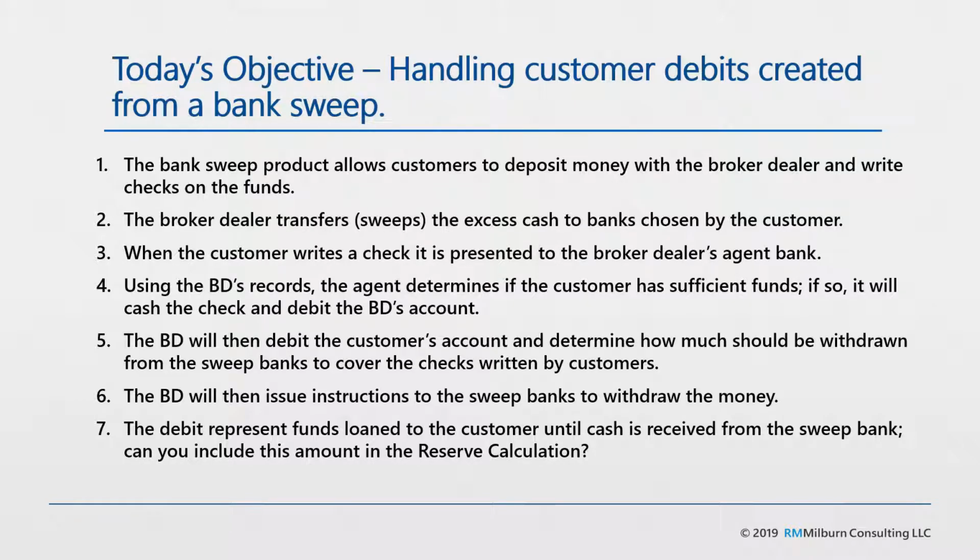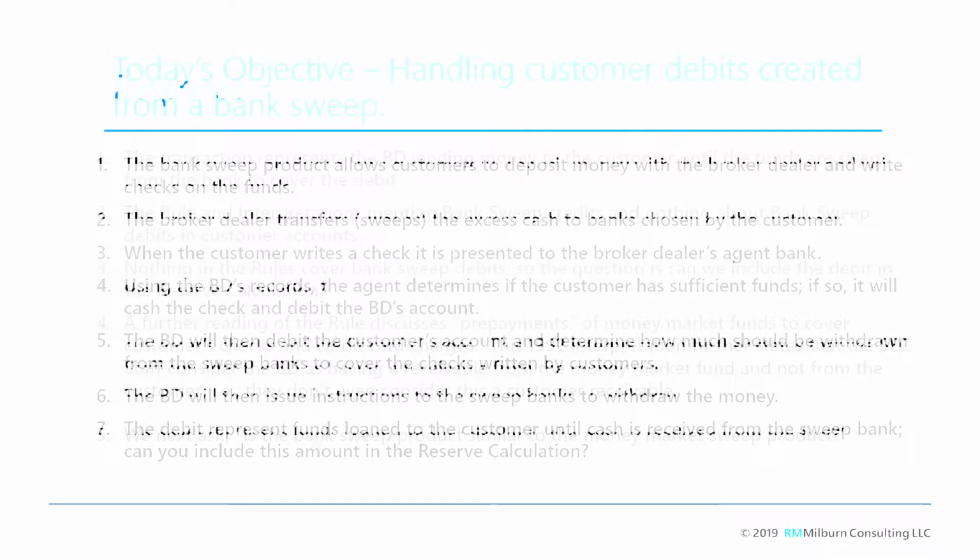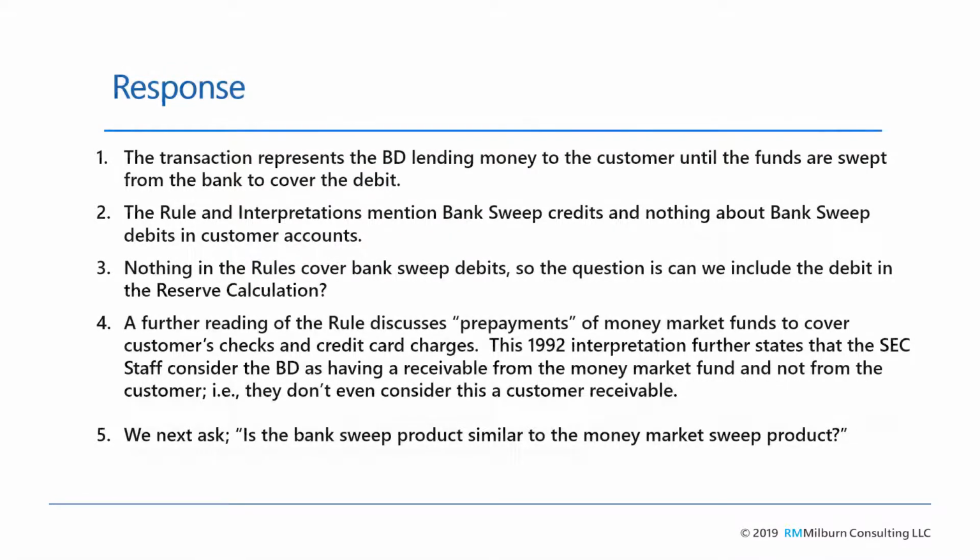Or in other words, can we include it in the reserve calculation, or do we have to exclude it from the formula? The nature of the transaction is the broker-dealer is lending money to a customer until the bank sweep covers the debit. While there is nothing in the rule that talks about bank sweeps covering debits, it does discuss covering customer checks and credit card charges with money market accounts. In 1992, the SEC staff determined these were prepayments, and the broker-dealer should consider them receivables from the money market fund and not from the customer. That being the case, the debits must be removed from the reserve calculation.